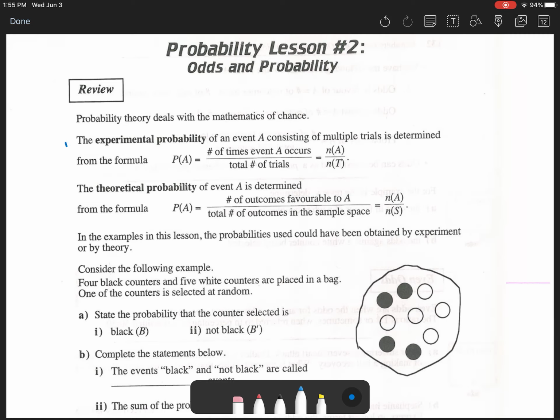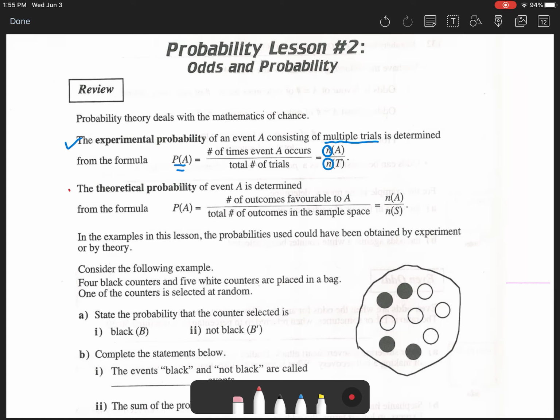So in the first part here, we're talking about experimental probability, okay? And it consists of multiple trials, okay? And it's determined by the probability of event A. Remember, that's what that notation means, the number of times event A occurs over the total number of trials. So remember, n is the number of. So the number of times event A occurs over the number of trials.